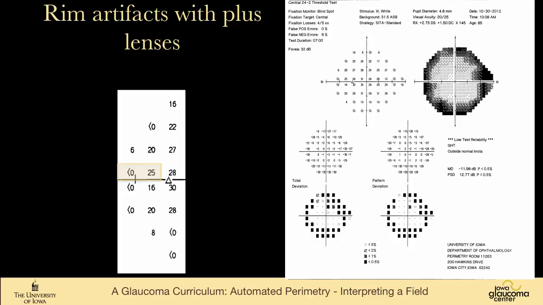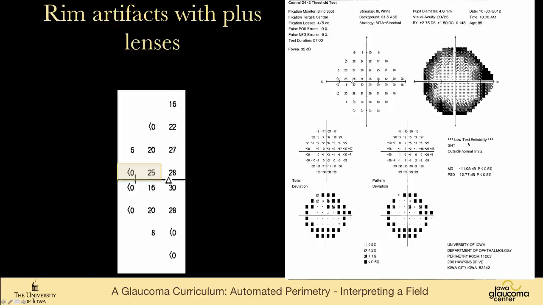I put this with prescription because rim artifacts are more commonly seen in people who have plus lenses, and a rim artifact looks just like this. You can imagine that you're seeing the rim of the correcting lens. You notice this sudden drop off from 25 decibels to less than 0. And it's black in the very far periphery. It does not follow the nerve fiber layer pattern at all.